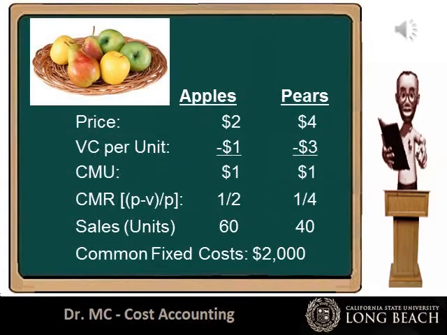Consider the following example where a firm sells gourmet apples and pears. In a given period, it sells 60 apples and 40 pears. The price of each apple is $2, and its variable cost is $1, resulting in a contribution margin ratio of 1/2 or 50%. The price of each pear is $4, and its variable cost is $3, resulting in a contribution margin ratio of 1/4 or 25%. The firm's fixed costs are $2,000. We want to calculate the sales revenue that will allow this firm to break even.